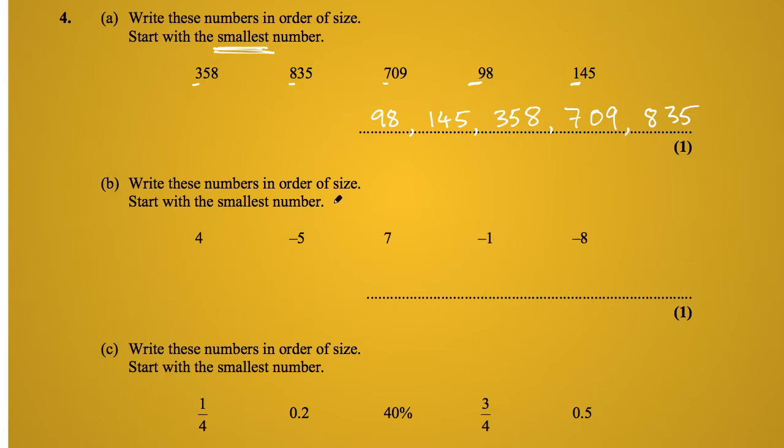Part B, write these numbers in order of size, starting with the smallest number. So we're looking for the most negative. If that's 0, and positive numbers go up here, then the negatives go down here. So I'm looking for the highest digit with a minus sign in front, which is -8. Next, it does say start with the smallest again, it's -5. Then -1. And then we go into the positive numbers like normal, 4, then 7.